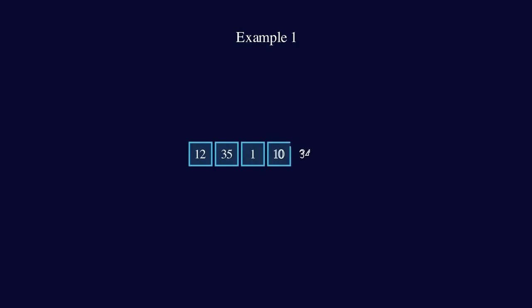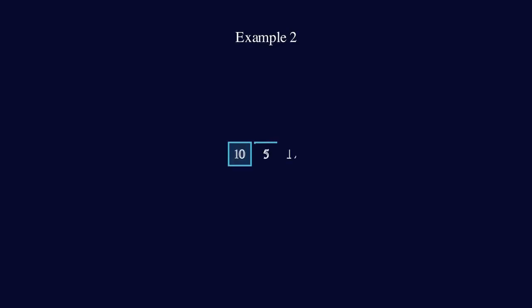Example 1, look at 12, 35, 1, 10, 34, 1. The largest number is 35. The next largest, that is different from 35, is 34. So the second largest distinct value is 34. Output is 34, and that's what we return.